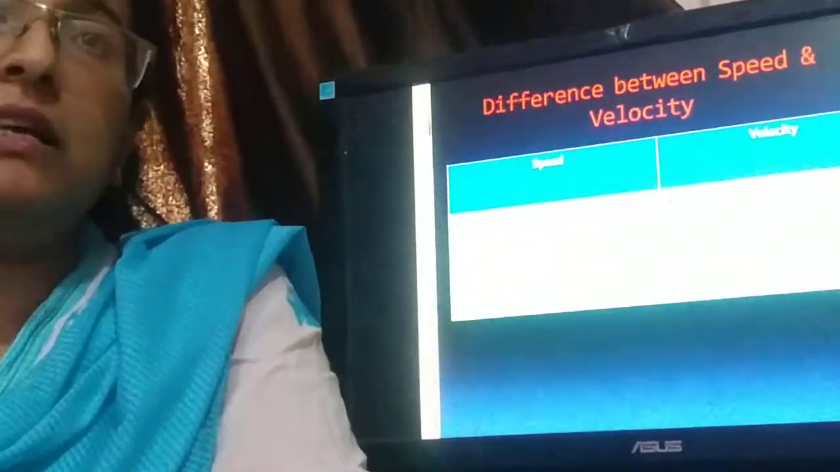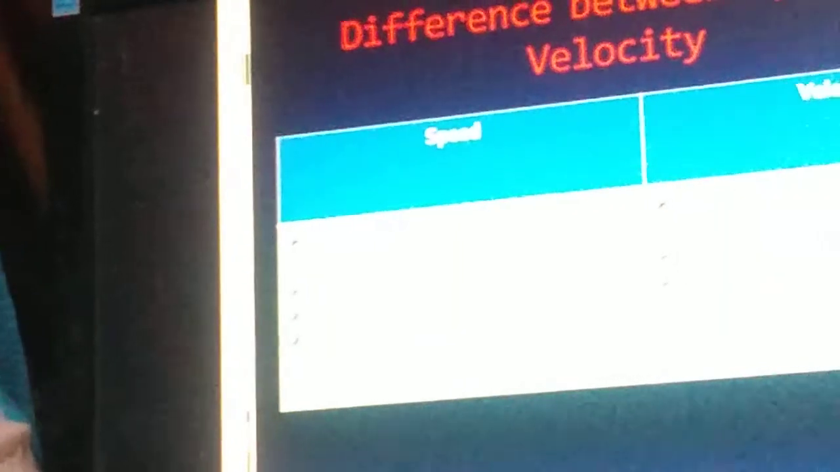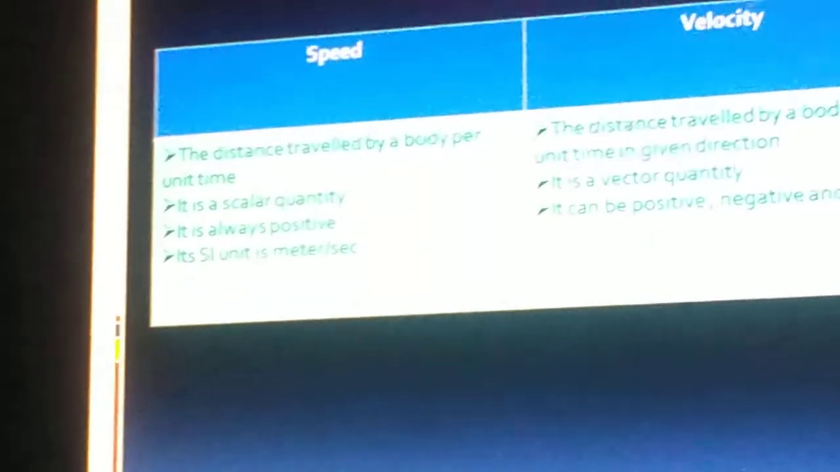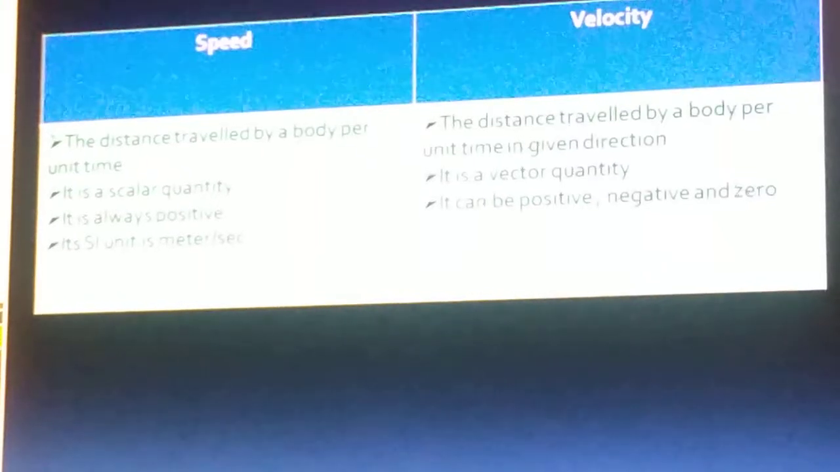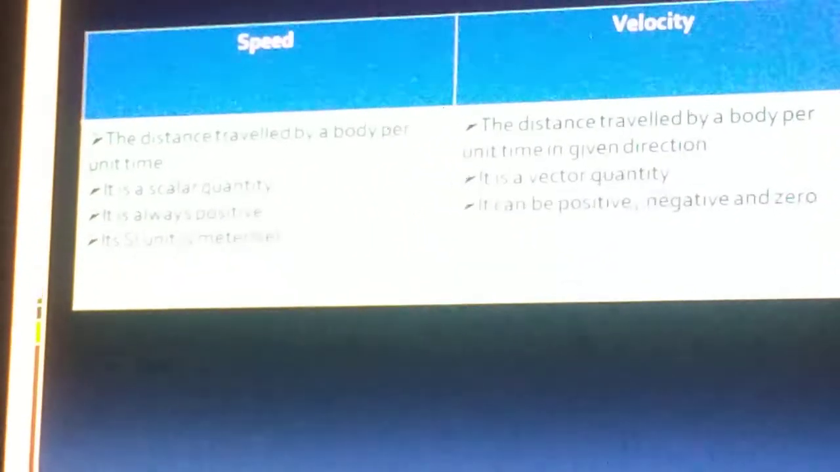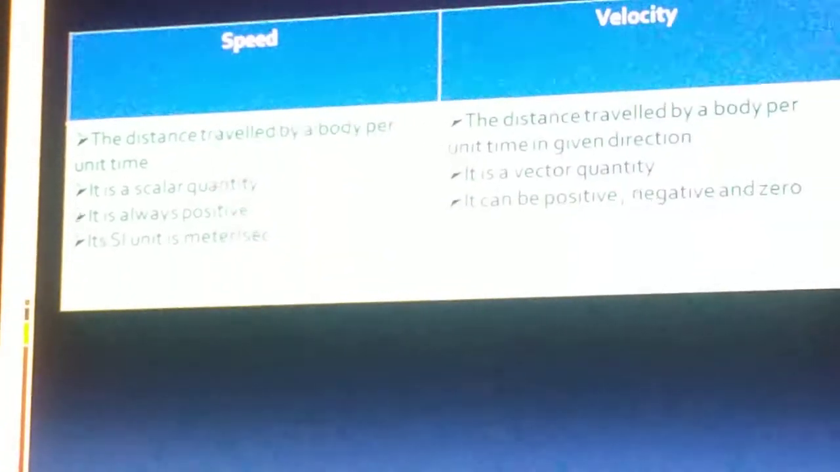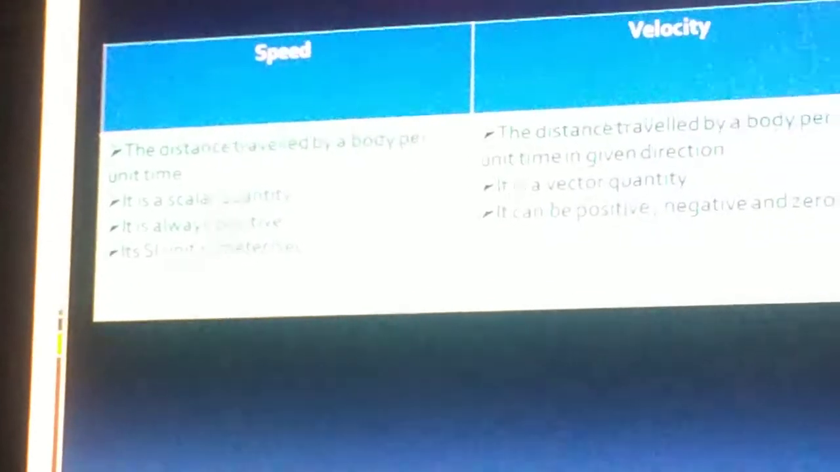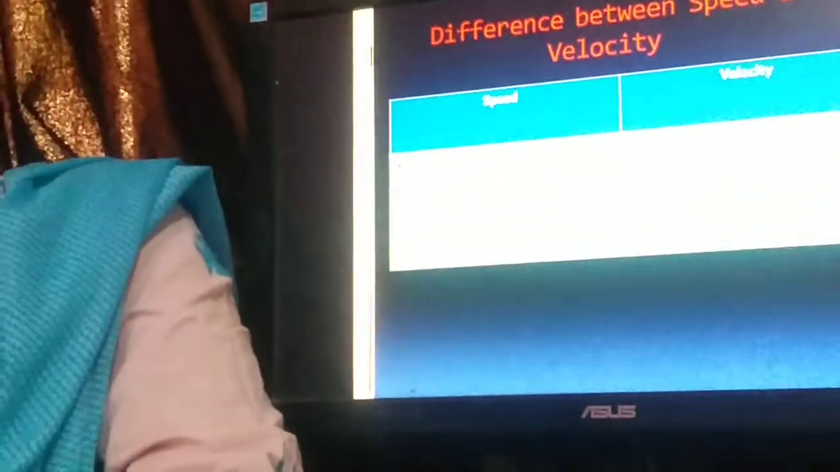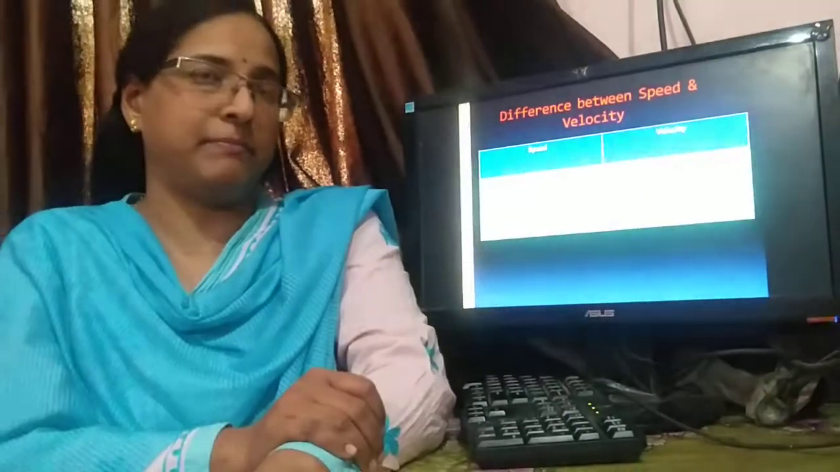The next physical quantity that we are going to learn is speed. Speed is the distance traveled by an object per unit time. We use this term usually. So how are we going to find out the speed of an object? The speed of an object can be calculated using the formula: distance traveled by that object divided by the time. It is a scalar quantity and it is always positive and its SI unit is meter per second.